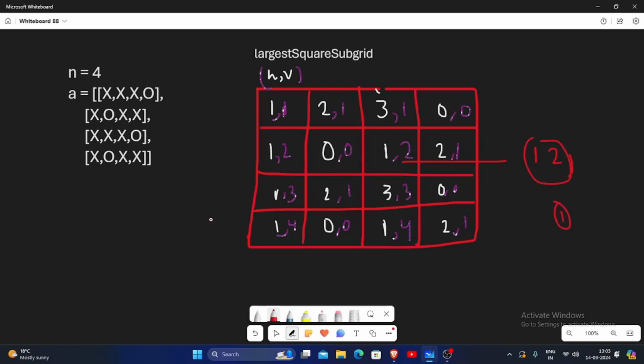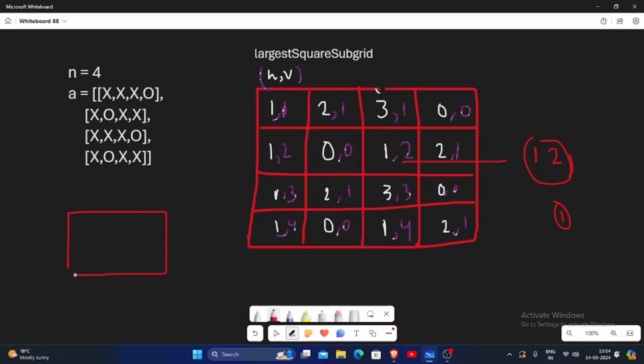Because if I am at this point, and from here I got 4, and from here I got 3, even though I get 3 from here also, is this a possible square matrix? The answer is no. 4 cross 3 is not a square matrix. So we can only consider the minimum of them.